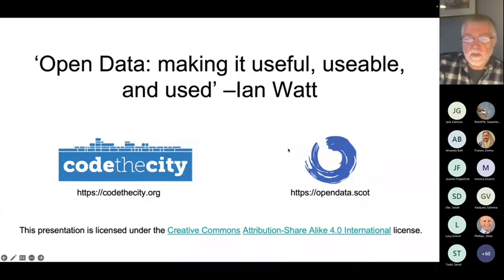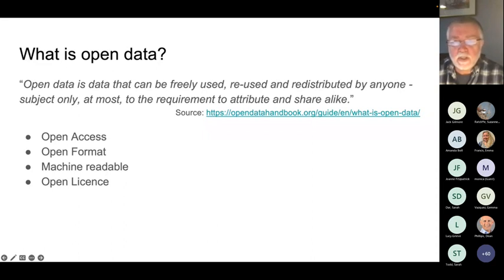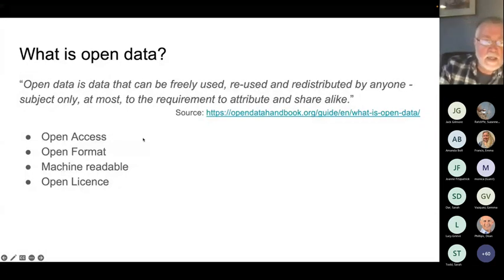I'm also going to speak about opendata.scot, which is a project that came out of that, and I'll say a little bit about that in a second. So let's start with what is open data, because we've had quite a bit of discussion about the benefits and so on. Open data is data that can be freely used, reused, redistributed by anyone, subject only at most to the requirements of attribution and share alike conditions. So that really looks at access, format, machine readability, and open licenses.